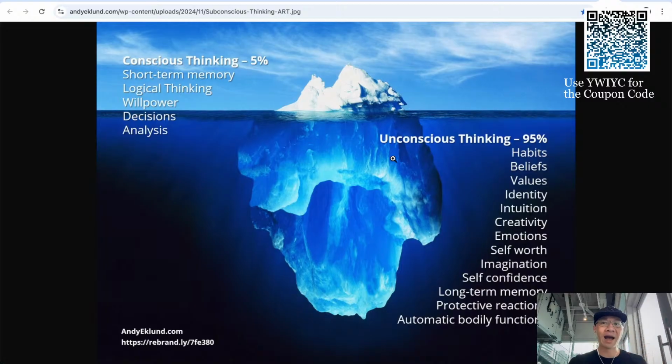Where are your true habits? What are your true beliefs about your own values, your true identity, your creativity, your self-worth, your imagination, self-confidence? That's all down there in the unconscious thinking. Anybody can be positive for about 5 minutes. Think about what you really think about when you're sitting alone in your car by yourself.